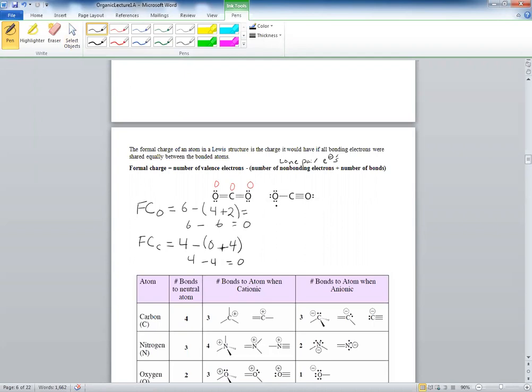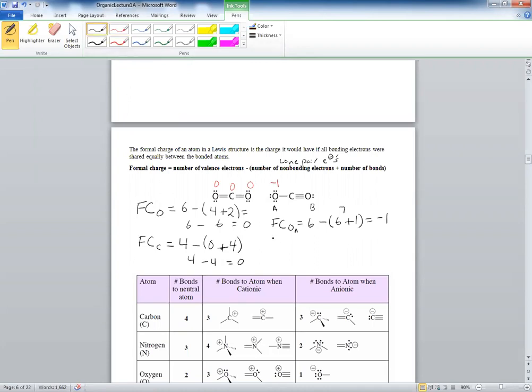So we're going to call this one on the right oxygen A, and this one we're going to call oxygen B. Let's start with oxygen A. How many valence electrons does oxygen have? 6, minus how many electrons in the lone pairs? 6, plus how many bonds? 1. So that would be 6 minus 7, which is -1. So there you go. You now have a -1 charge on that oxygen.